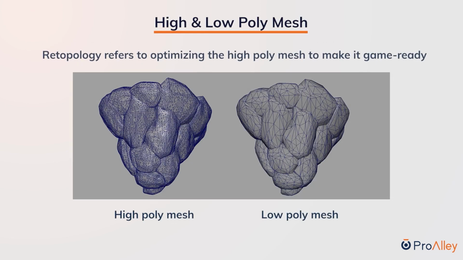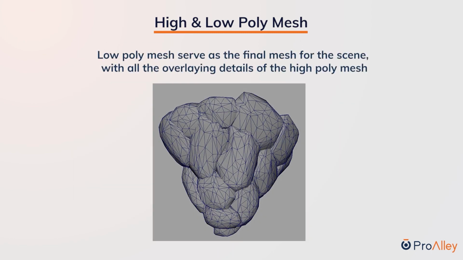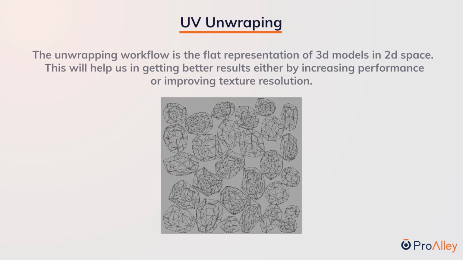Now that the sculpting is complete, it's time to optimize the high poly mesh to make it game ready. This is referred to as retopology. The high poly mesh is converted into a simpler low poly mesh here. This newly created mesh will now serve as the final mesh for the scene, with all the overlaying details of the high poly mesh. We are halfway there.